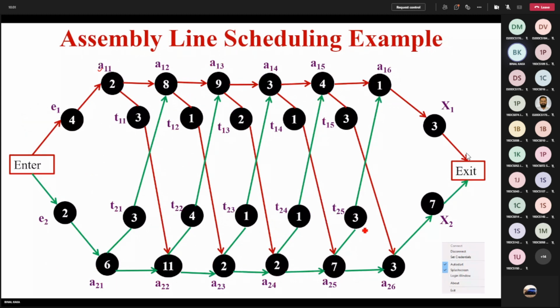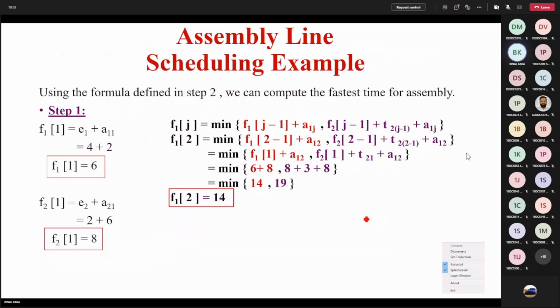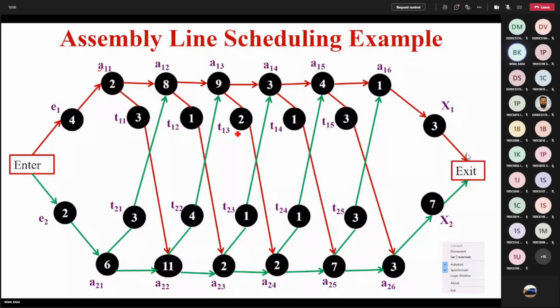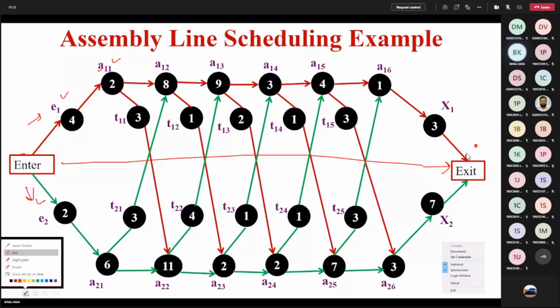We'll make a table for the same using the formula. This is my E1, this is my A11, this is my E2, this is my A21. This is my X1 and this is my X2, and this is my exit point. I have to reach from here to here, but we have two different paths, two assembly lines. So which should we choose, and where do we have to change our assembly line, that we have to decide in this case. Is the problem clear to everyone?